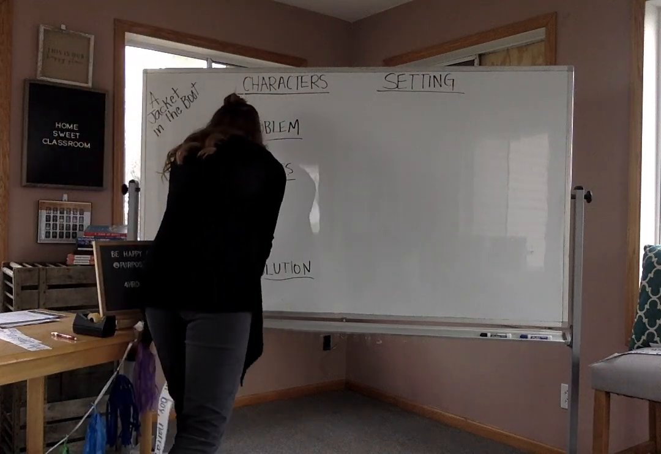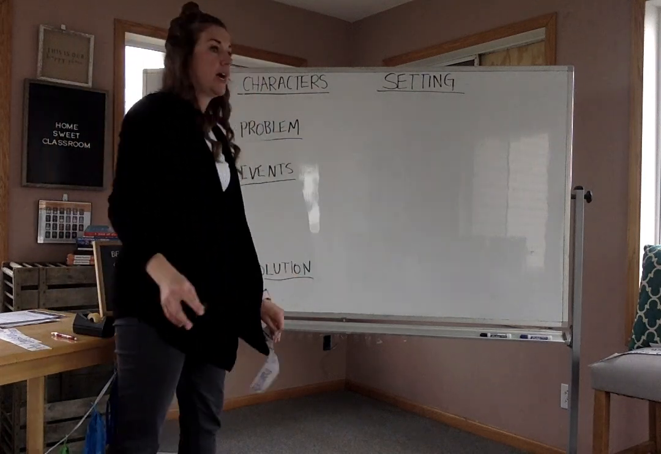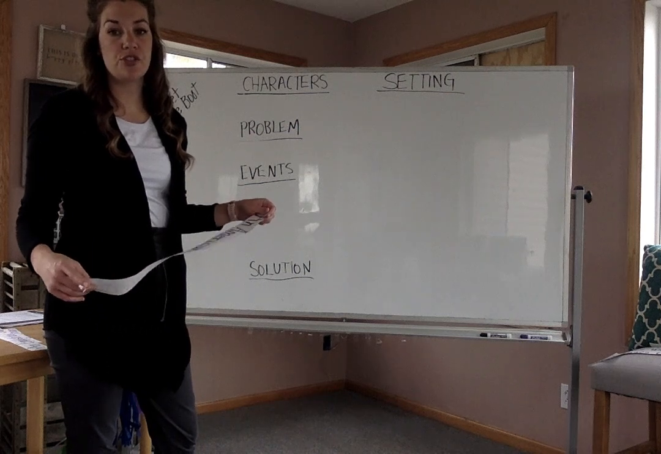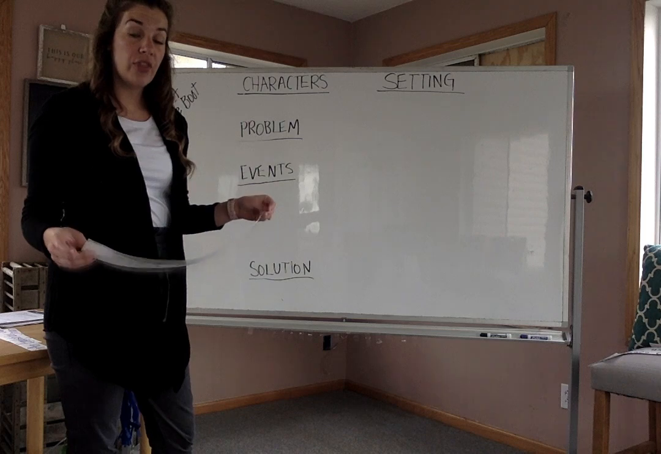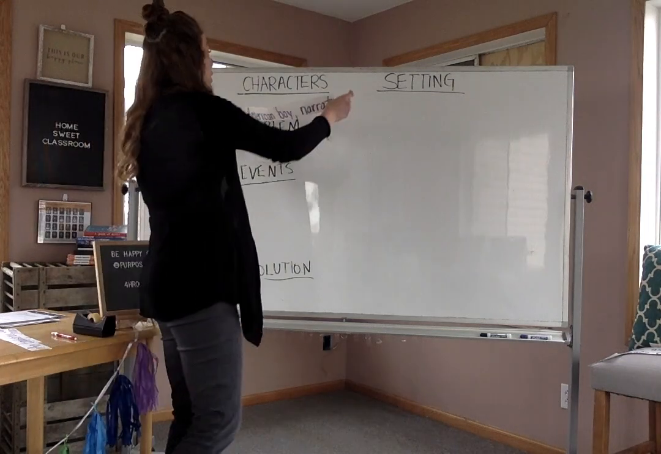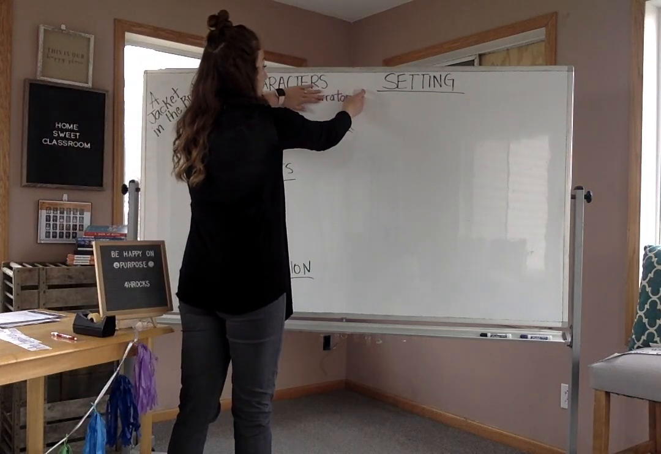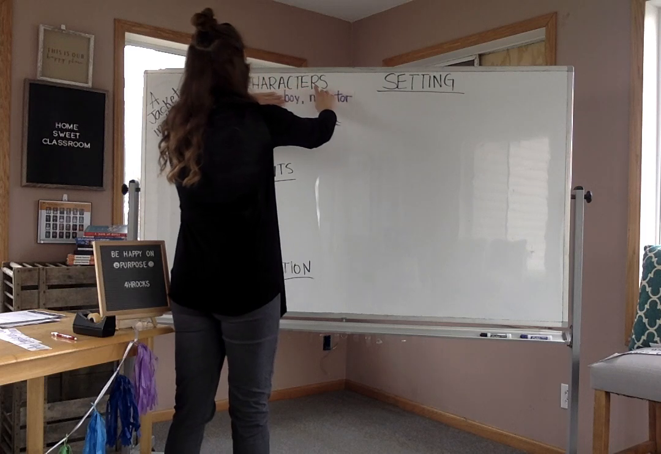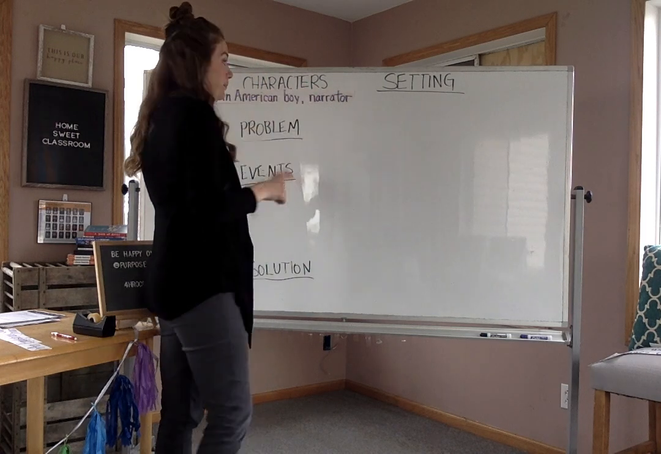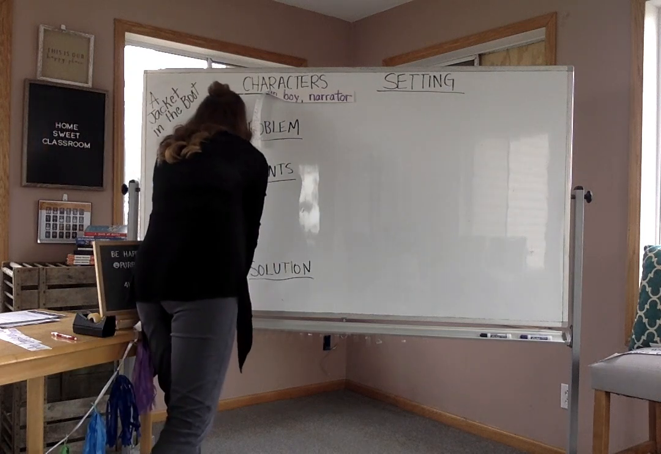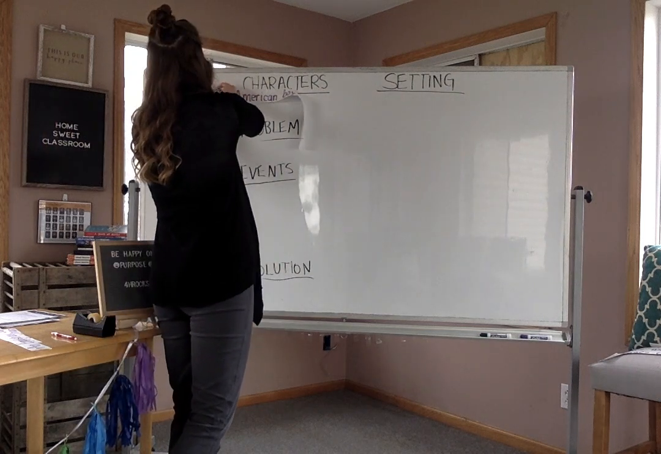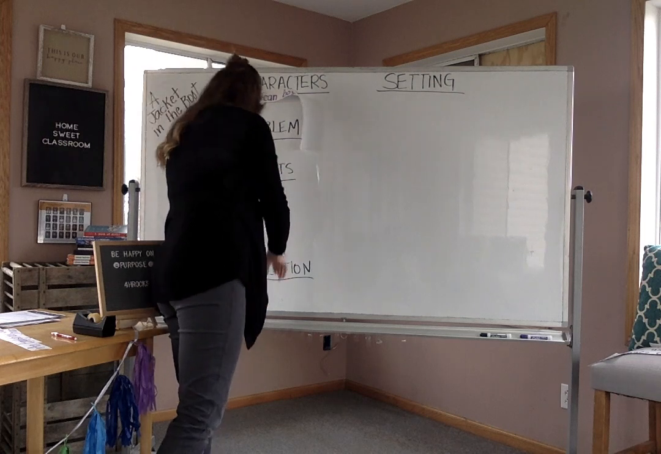Okay, now I'm thinking back to our story, A Jacket in the Boot, and I am looking to see if I can figure out who the characters are. And I know that this story was being told by an American boy. We never learned the American boy's name, okay? So I just identified him as our narrator. He is the one character who is telling us the story.